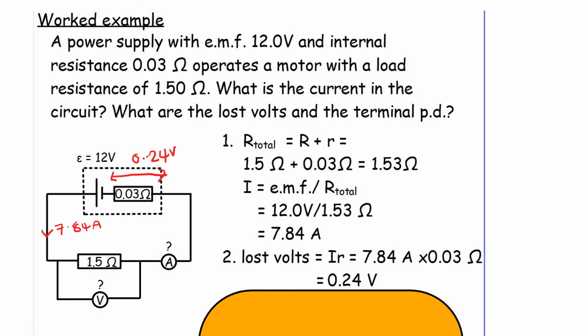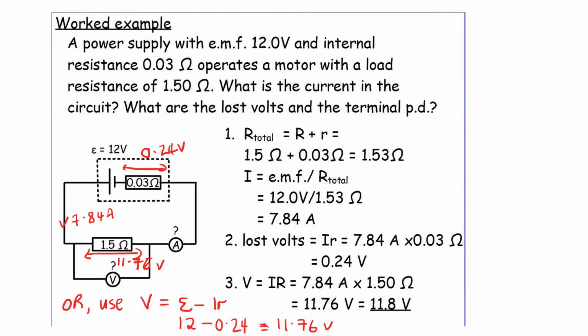Now we know the current flowing in the circuit, we can find the potential drop across the cell. So it's going to be using V equals I times little r. So it's 7.84 amps multiplied by 0.03 ohms, which equals 0.24 volts.